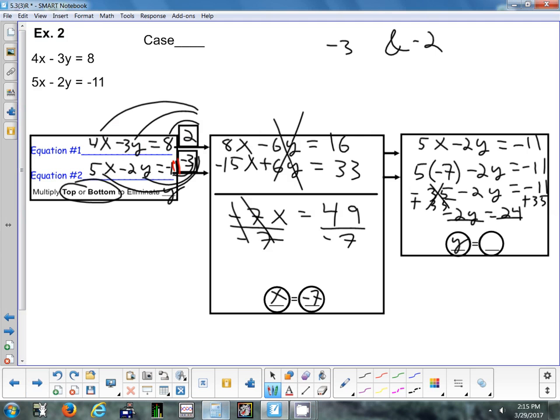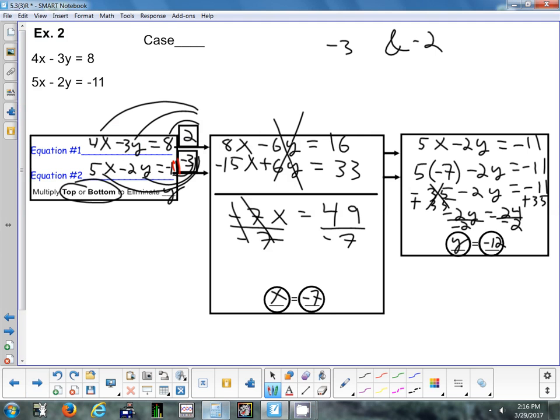You're going to divide by negative 2. Yep, whatever's in front of y, that's what you divide by. And what's 24 divided by negative 2? What kind of number? Negative. Definitely a negative. And it's a 12. Negative 12.